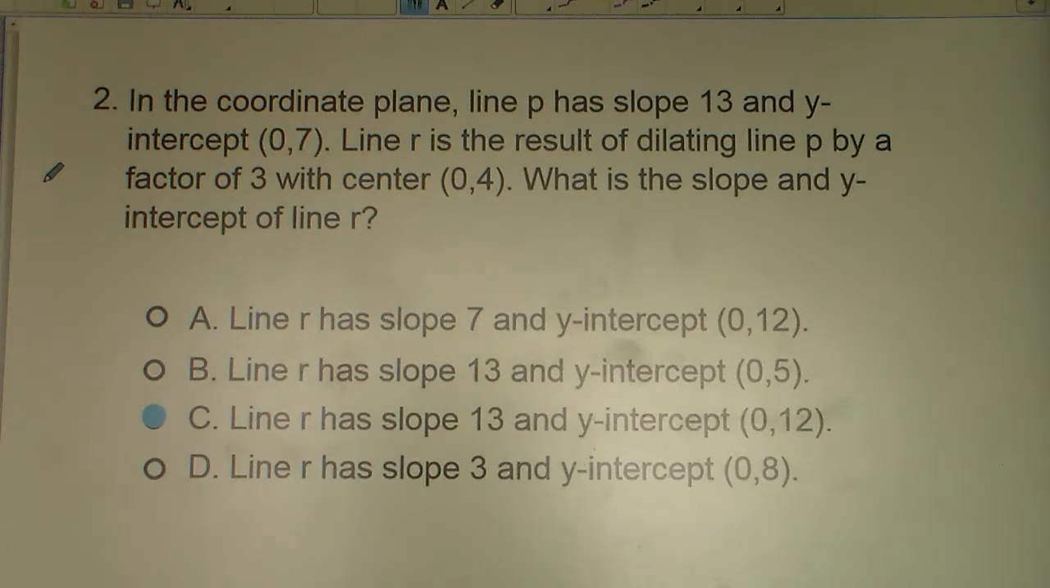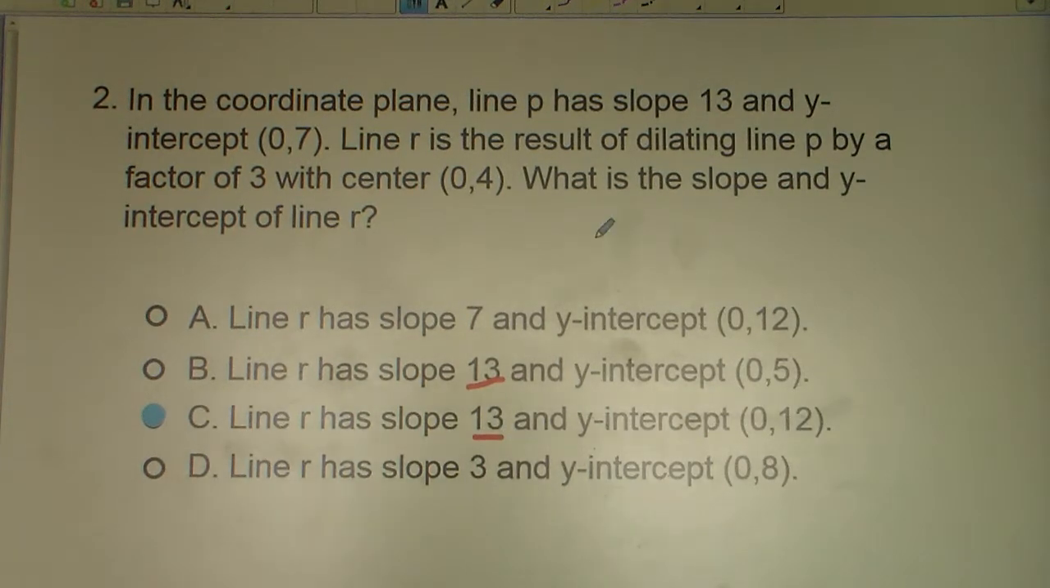So when you dilate lines, the slope stays the same. So our slope has to be 13, like it has options in B and C. To find out what the new y-intercept is, though, that's going to change because it's a factor of 3. So 3 times 0 is 0, and then 3 times 4 is 12. So the correct answer for number 2 is C.